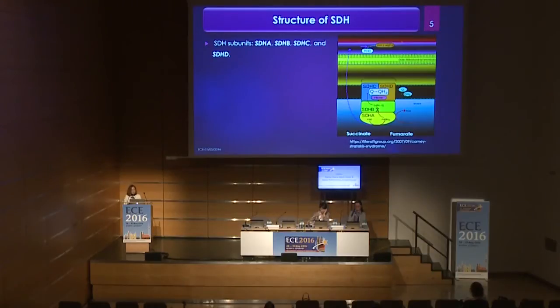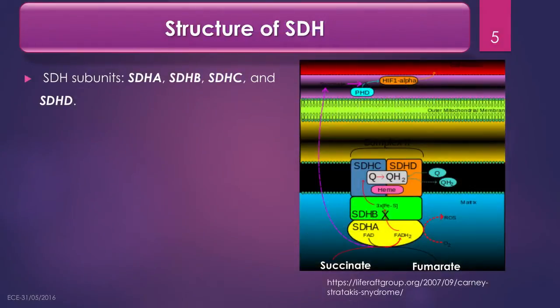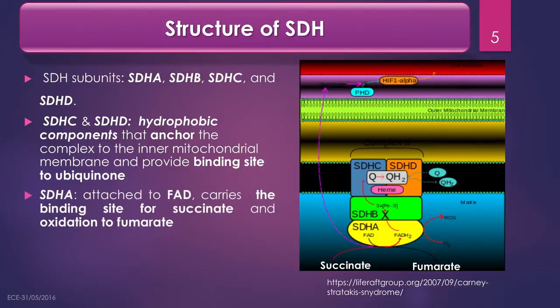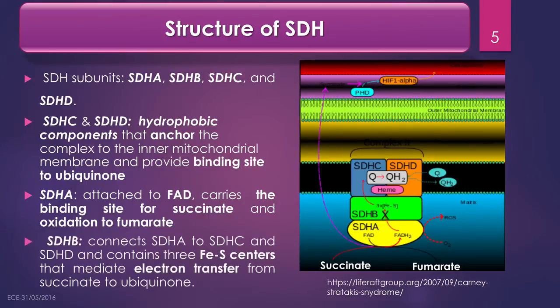As most of you are aware, it is composed of 4 subunits, A, B, C, and D. C and D are the hydrophobic components that anchor the complex to the inner mitochondrial membrane and provide the binding site for ubiquinone. SDHA is attached to flavin adenine dinucleotide and is also the binding site for succinate, where the oxidation to fumarate takes place. And SDHB connects SDHA to C and D and contains 3 iron-sulfur centers that mediate electron transfer from succinate to the ubiquinone pool.